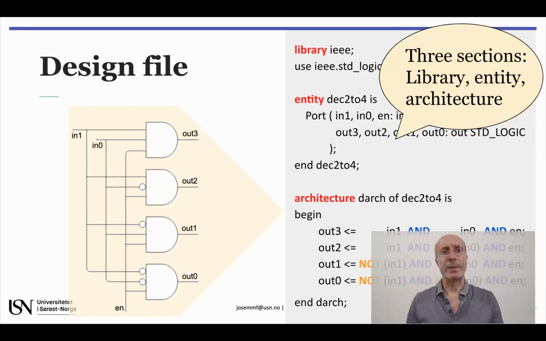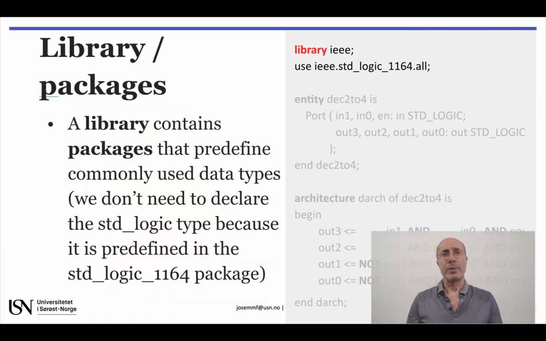What you see here is the familiar VHDL description of the 2 to 4 decoder. On the left, we see a logic diagram that is commonly used to represent this function, and on the right, an equivalent VHDL description. Notice the names highlighted in red to identify the three sections: library, entity, and architecture. We had already briefly introduced the other two sections, but we hadn't said anything about the library.